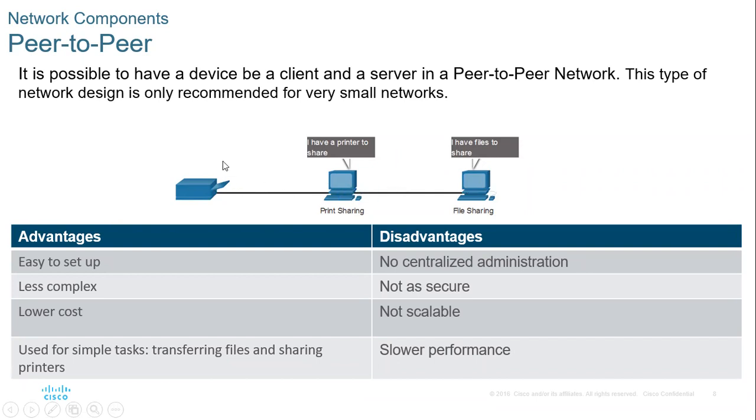It's an easier way to build, low cost, low complexity, easy to set up, but not secure, and of course not scalable. We cannot grow: only two PCs and one printer. We can put another printer or scanner here, so we can share two printers and two files or any files. So it's dedicated to a limited number of computers and devices, printer, scanner, and so on. So it's called peer-to-peer.